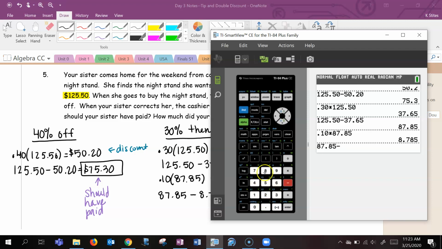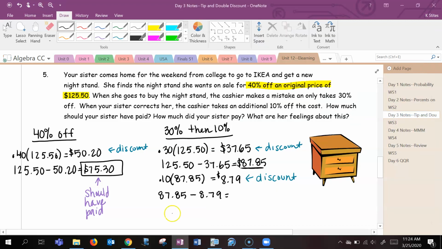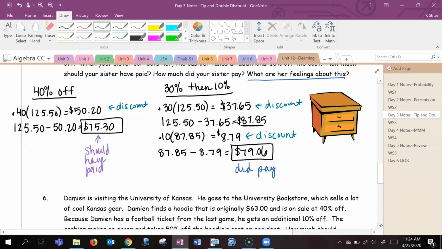$87.85 minus $8.79 is $79.06. So this is what you did pay. So what are your feelings about this, or your sister's feelings? Well, she's probably pretty annoyed because she was overcharged. So I'm going to say she is mad.